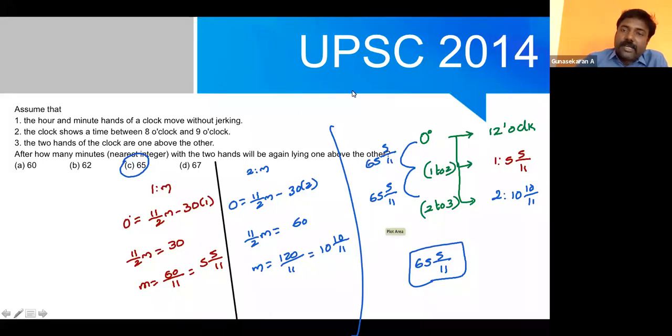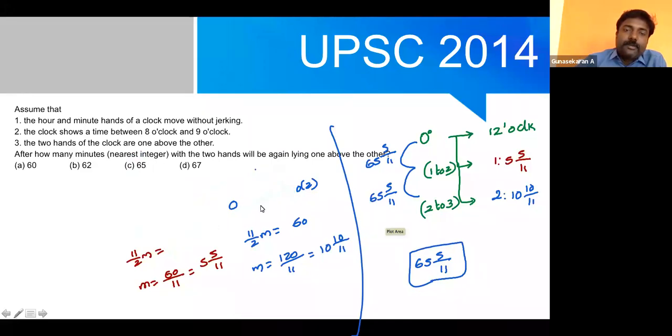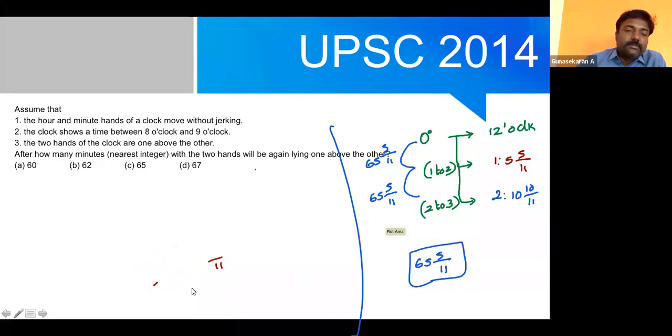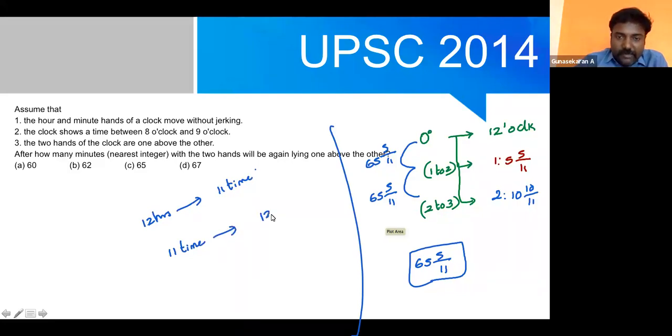In another way also we can understand this question. In 12 hours, how many times will the 0 degree situation come? 11 times. So for 11 times we need 12 into 60 minutes. For one time we need how much? 720 by 11. 6 elevens are 66, remaining 60, so 65 5 by 11. Like this also we can understand.